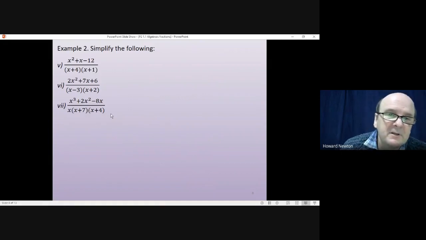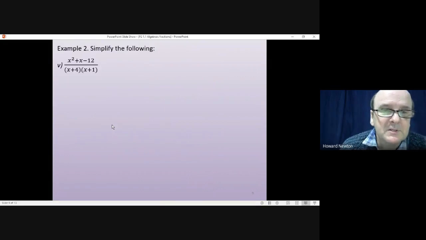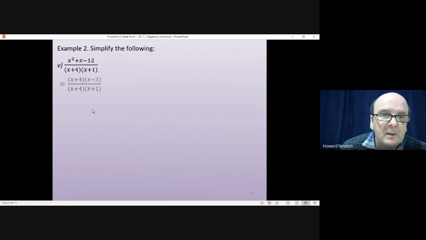Okay, let's have a look at these. So the first one, the denominator has been factorized, but we need to factorize the numerator. Well, that factorizes into x plus 4 times by x minus 3. We've got a common factor on the top and the bottom, which we can cancel. But this time we'll still have a factor on the top and on the bottom. So the answer will be x minus 3 divided by x plus 1.